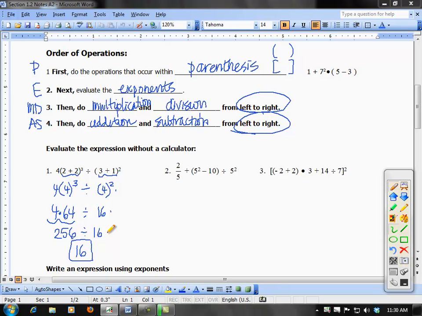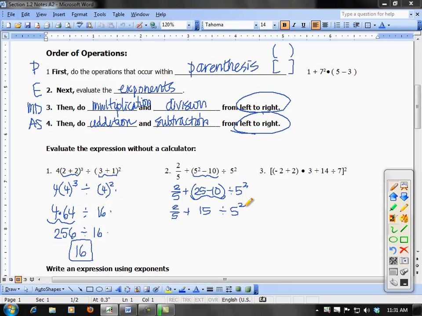Let's do this thing again. Parentheses we see first, but within parentheses, I need to do my exponent. So I'm going to do my exponent first. So 5 squared is 25. Okay? Now I'm going to do my parentheses. So 25 minus 10 is 15 divided by 5 squared.